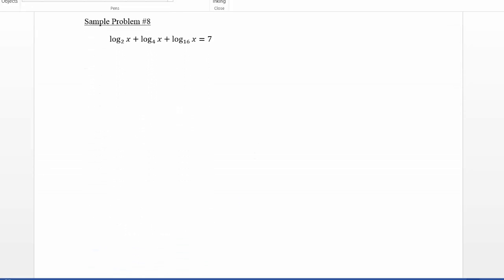Sample problem number 8. All the tools that you've learned in this unit so far could come into play. So go ahead and try sample problem number 8 and then come back and watch the solution. You can see that the smallest log that I have here is log base 2, and so I'm going to use log base 2, which is simply a multiple of 4 and 16. That's always very convenient. So I'm going to use log base 2 for my change of base formulas.